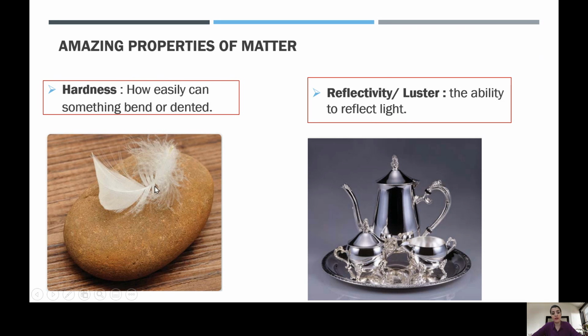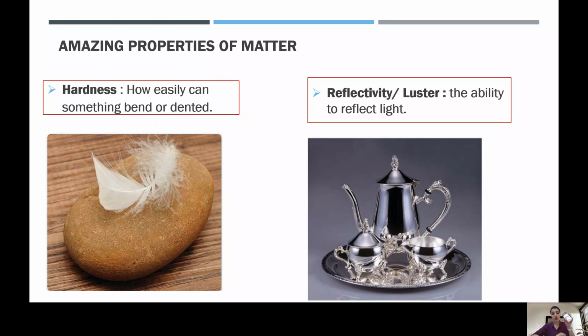Okay, so if I talk about the feather, it is very soft and it is not as hard as the stone, for example. So this is a property that can differentiate a feather from a stone, which is called hardness. It's a physical property. Another thing that I wanted you to learn about matter is a property called reflectivity. Reflectivity is the ability to reflect light.